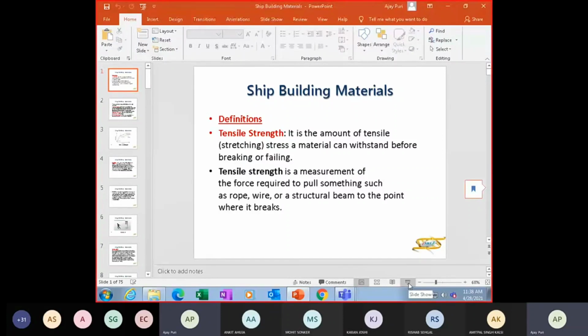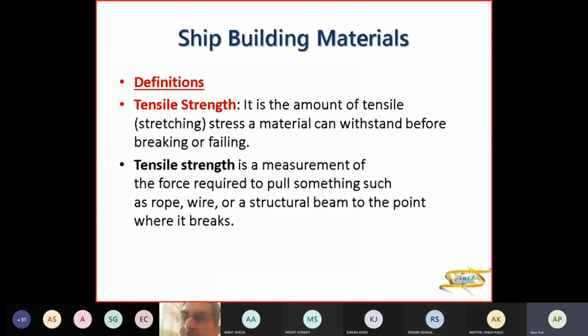Any questions you have so that I can cater to your questions, or shall I start with shipbuilding material? Any doubts you have? Is the concept clear? Okay, then we start back with our shipbuilding material.